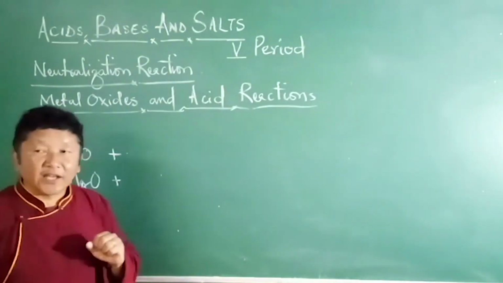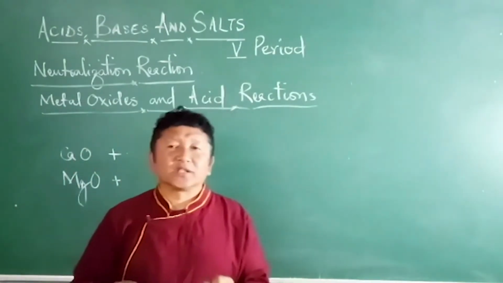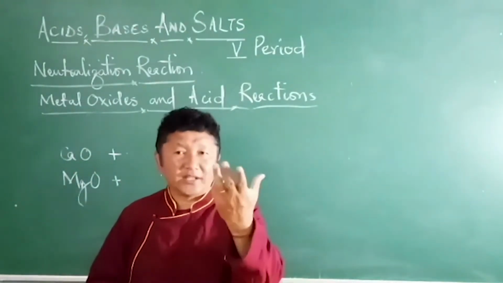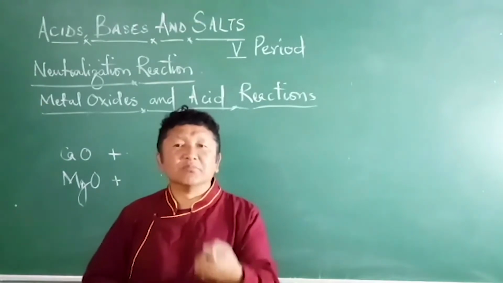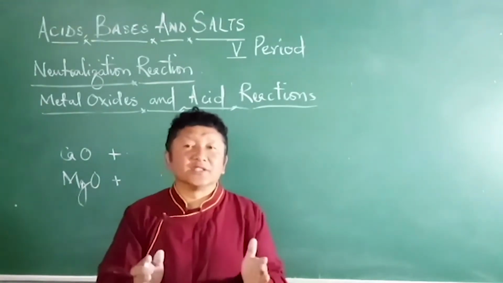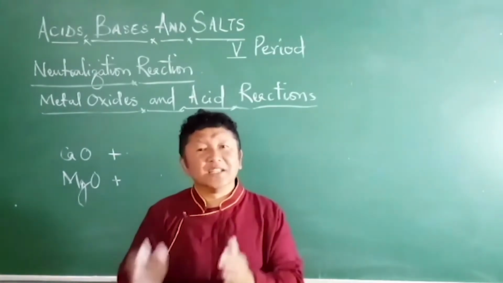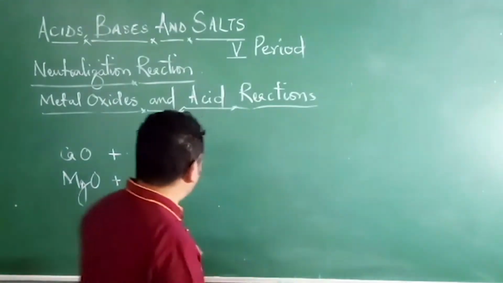The metal oxides dissociate completely in water to give hydroxide ions. Those that produce hydroxide ions on dissociation are considered a base, which has a basic nature.